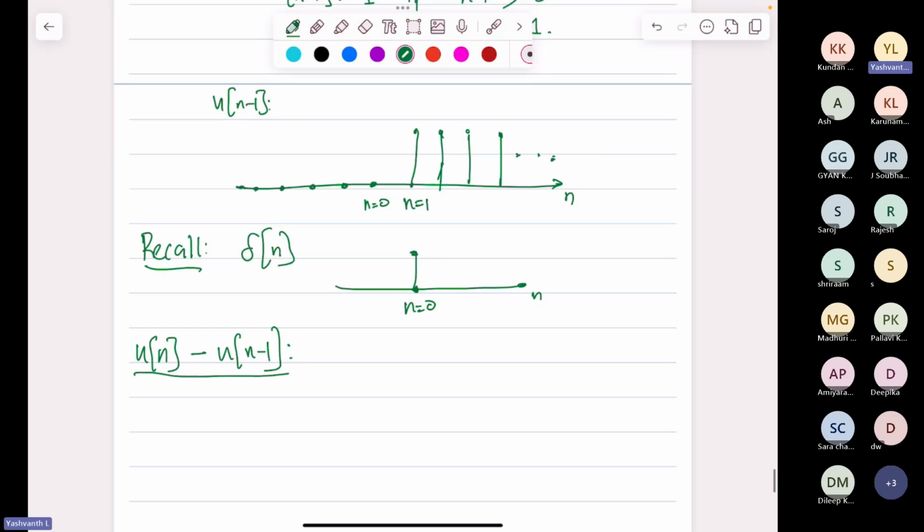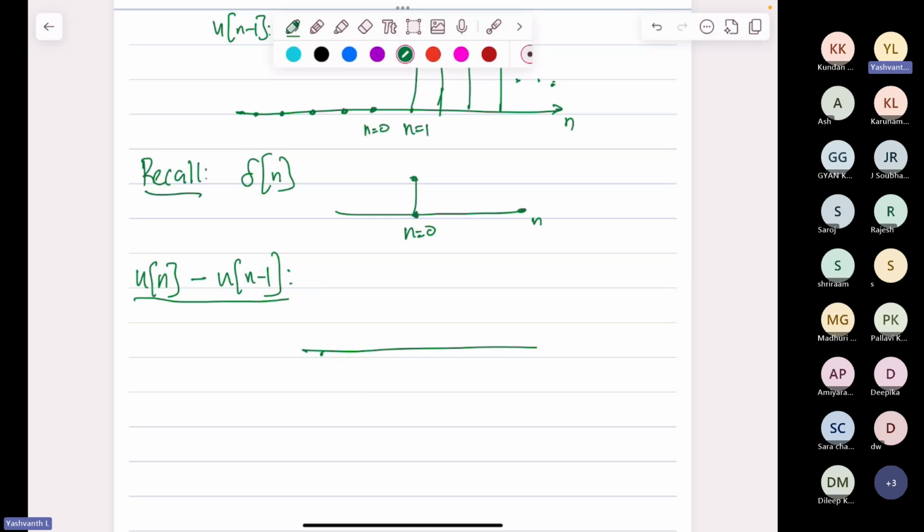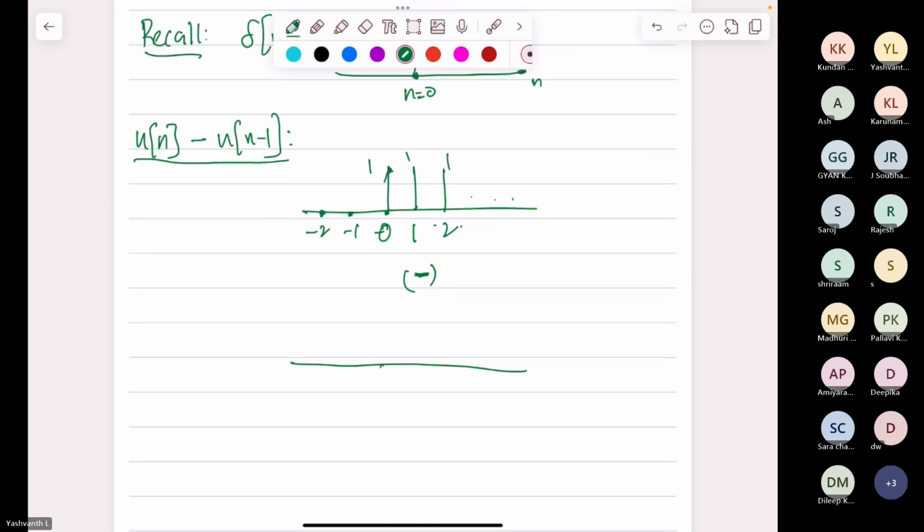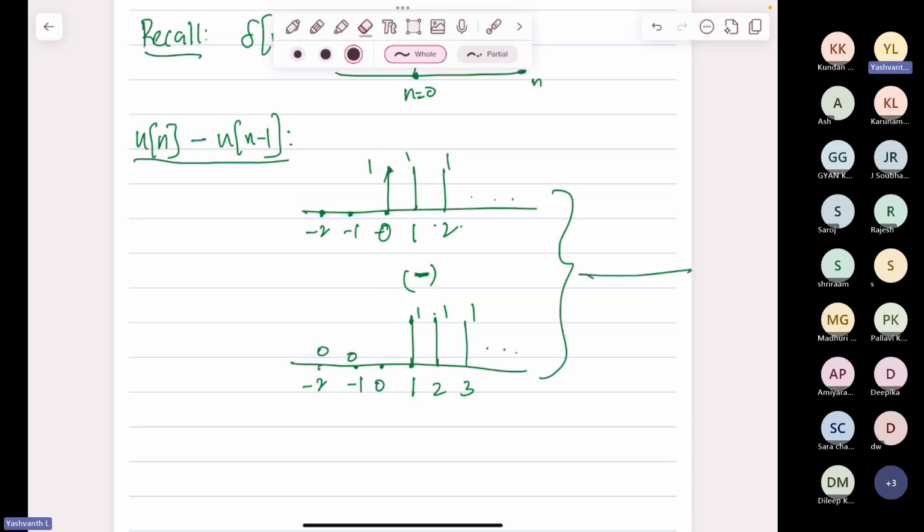I will do this. Maybe it will be very clear to you. At minus 2, it's 0. At minus 1, it's 0. At 0, it is 1. At 1, it's 1. And 2, it's 1. This is u of n. Minus, at 0, it is 0. 1, it is 1. 2, it's 1. 3, it is 1, and so on. Minus 1, minus 2, 0, 0. When you subtract these two, what you will get is, at n equal to 0, you'll get a 1. Everywhere it is 0, which is nothing but delta of n.